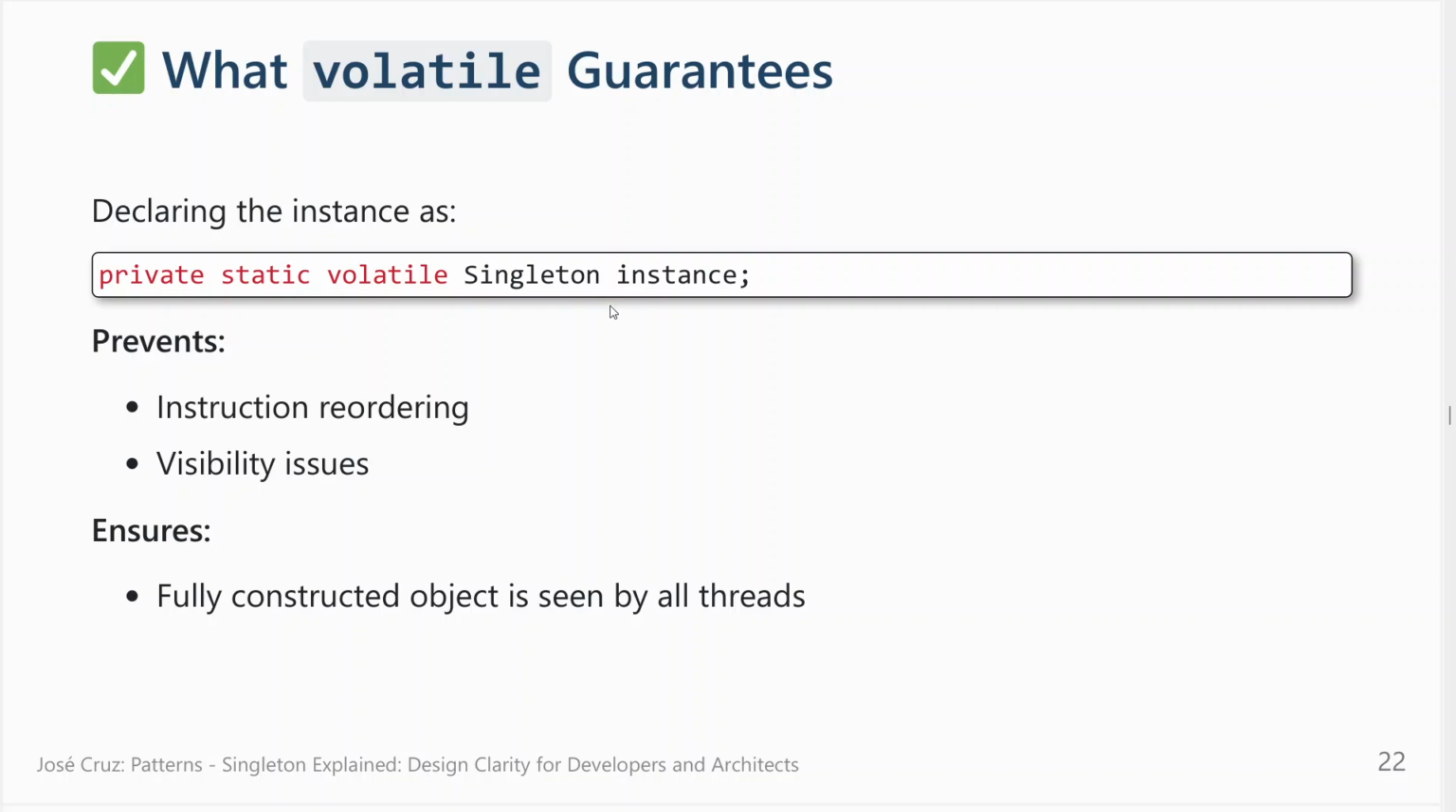So what does it guarantee in our case, in our singleton instance? It prevents instruction reordering and visibility issues, and ensures that the fully constructed object is seen by all threads. Meaning that when you create and set the instance, a second or third thread will see your instance. Even if they created one, it will not be set by them because it was marked as volatile.